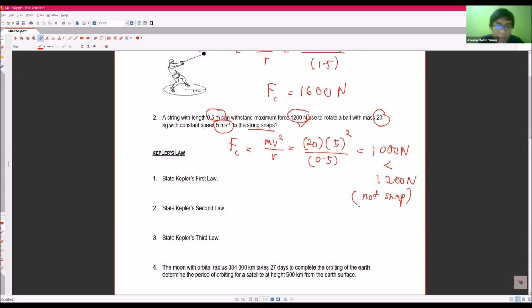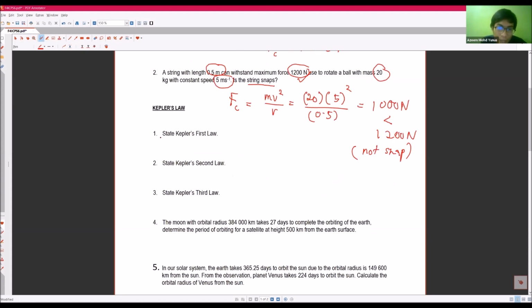Okay, let's move on to Kepler's law. State Kepler's first law. Basically, Kepler's first law is also known as the orbit law, or the law of orbit. It states the shape of the orbit of the planet.